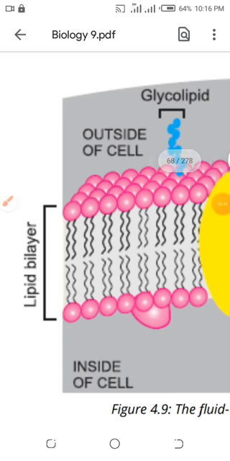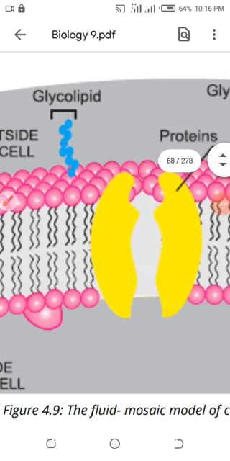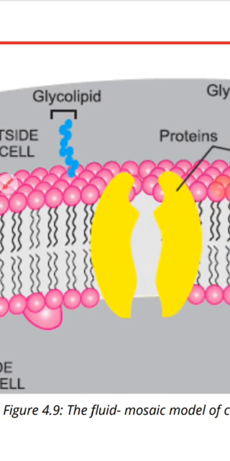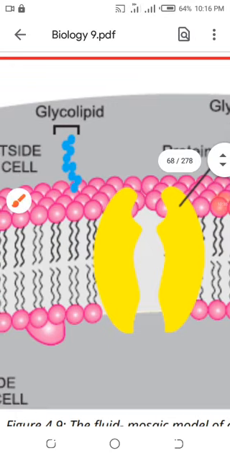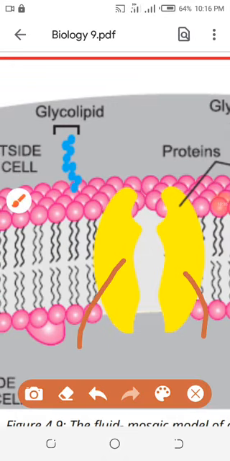So molecules... But if you see the yellow color protein, there is a gap. Where is the gap? This is the gap. So in this gap, the molecules can enter very easily. So the gap is situated between the protein molecules.